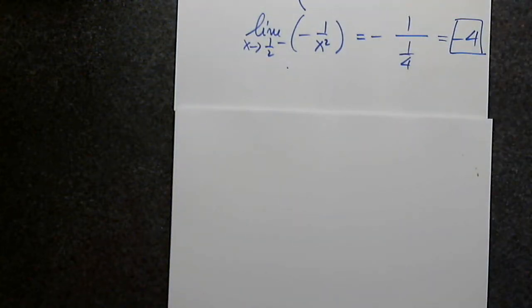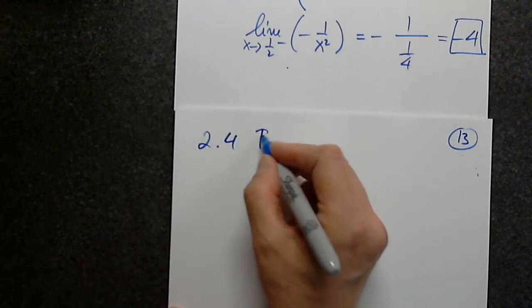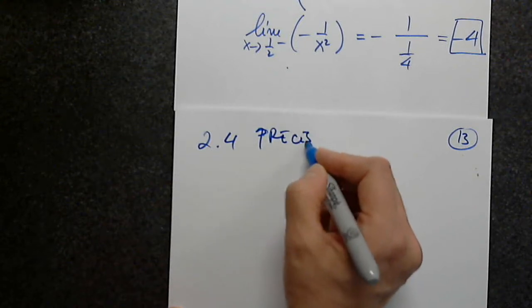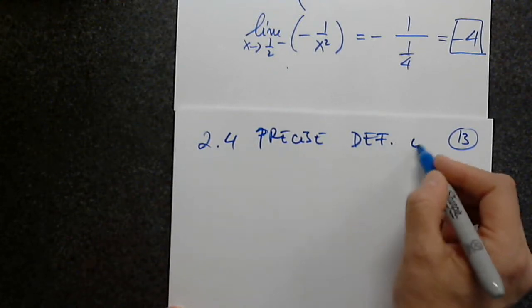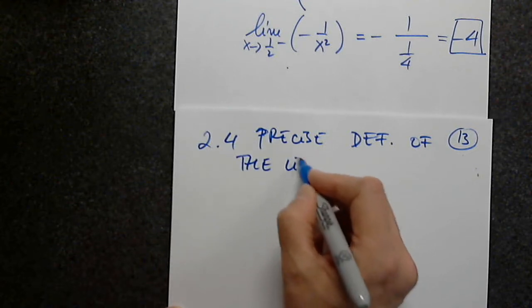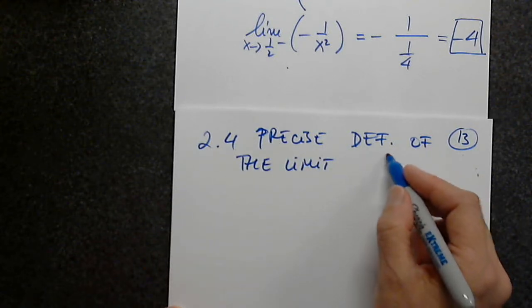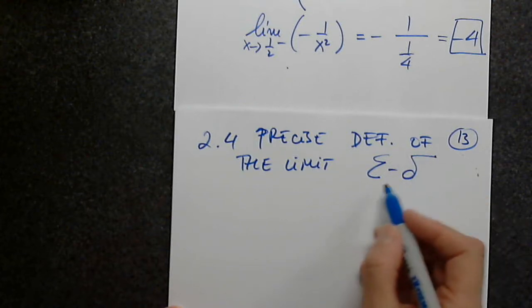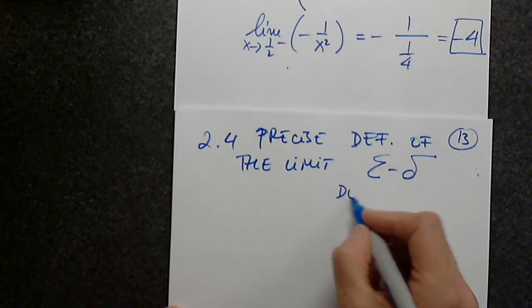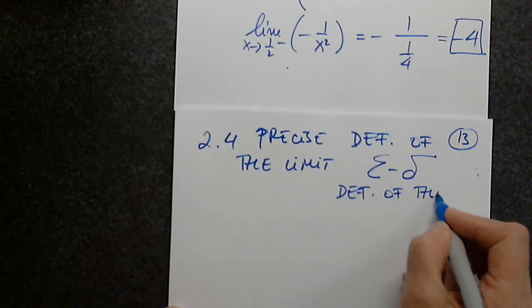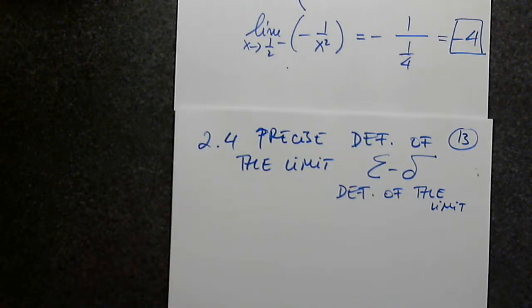Now, this is a formal definition, and it's called the precise definition of the limit. Also called the epsilon delta definition of the limit. So we can say the precise definition or the epsilon delta, we mean the same thing.